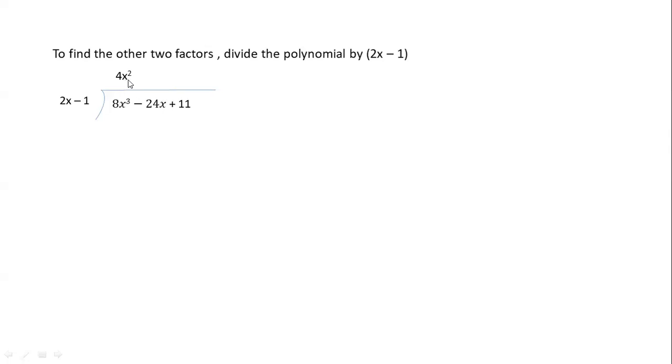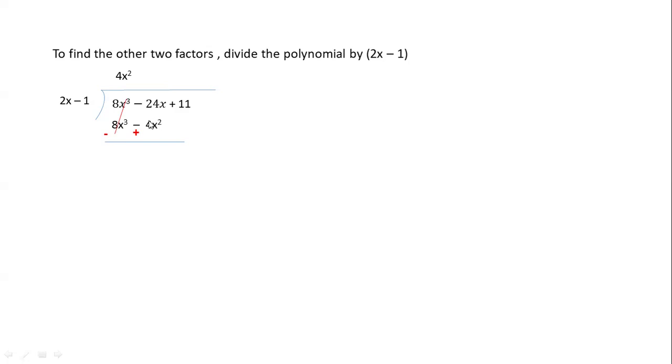Now 4x raised to 2 into 2x will be 8x raised to 3. So that means it will become 8x raised to 3 minus, plus into minus is minus 4x square, plus into 1 is 4x square. Now let us subtract it. When you subtract it, this is positive, this will become minus, and this is negative, this will become plus. Now you see here, 8x raised to 3 minus 8x raised to 3 will cancel. So now these two here, this is 4x square.